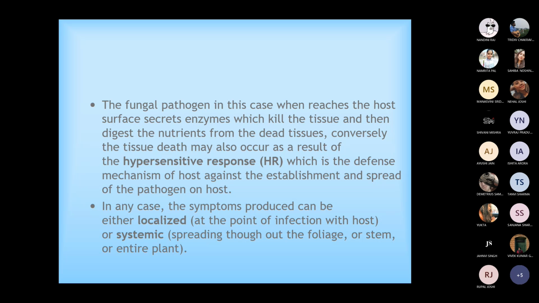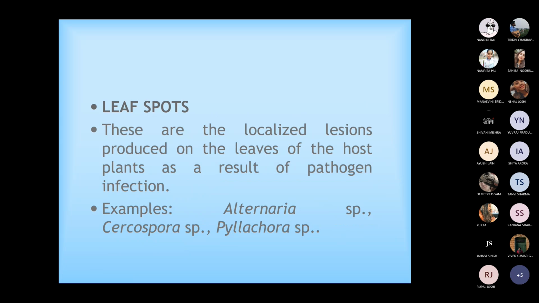spread of the pathogen. So what they do by this response, they kill their own tissues in the place where the fungus is there. They try to stop the fungus or pathogen at that particular place only, so that they don't move further. So in any case, the symptom produced can be either localized, meaning localized symptoms are at the point of infection with the host, or systemic. Systemic means spreading throughout the foliage or a stem or the entire plant. So two different kinds of symptoms can be produced.